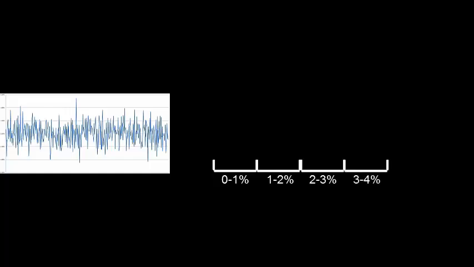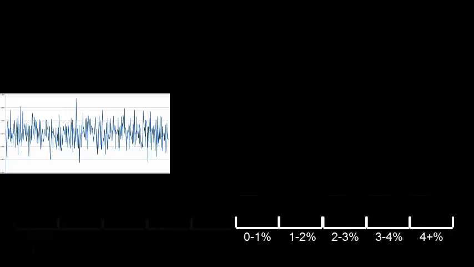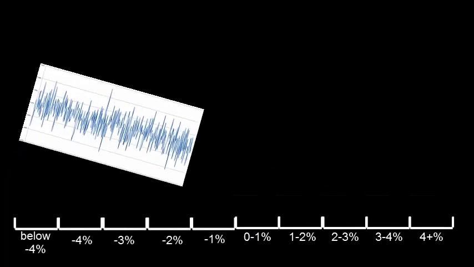Now let's put each return into a group or bucket based on its size. For example, let's create 10 buckets. One for returns between 0 and 1%, one for returns between 1 and 2%, another for 2 to 3% returns, 3 to 4% returns, and higher than 4% returns, with corresponding buckets on the negative side.